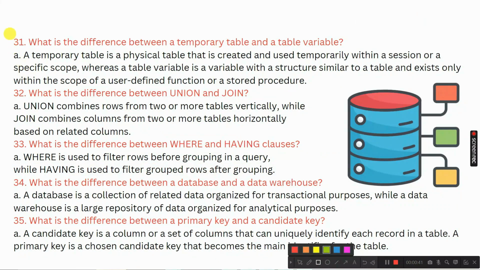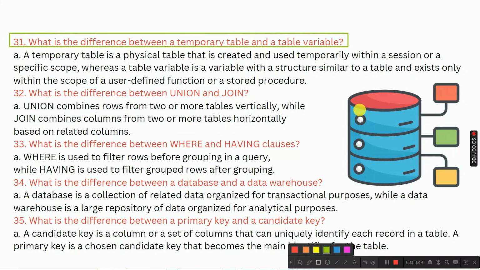Then the next question is, what is the difference between temporary table and table variable in SQL? A temporary table is a physical table that is created and used temporarily within a session or a specific scope, whereas a table variable is a variable with a structure similar to a table, and it exists only within the scope of a user-defined function or a stored procedure. This is the main difference between the temporary table and table variable.